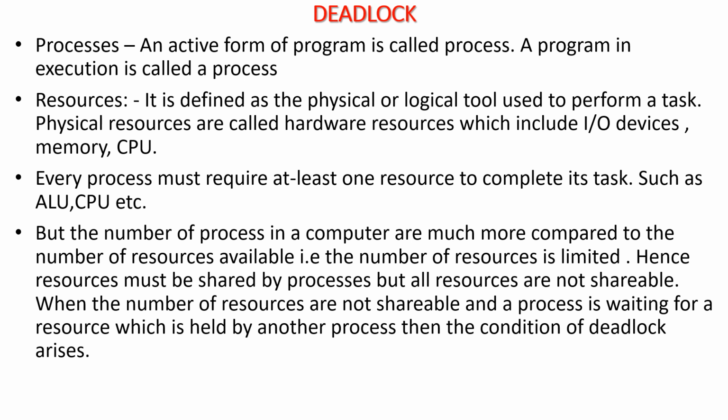An example is a printer. So when resources are not shareable and a process is waiting for a resource which is held by another process, then that condition is called deadlock. Means when a resource is held by one process and that process needs another resource to complete its task, and that resource is held by some other process which will not release that resource, then that condition is called deadlock.